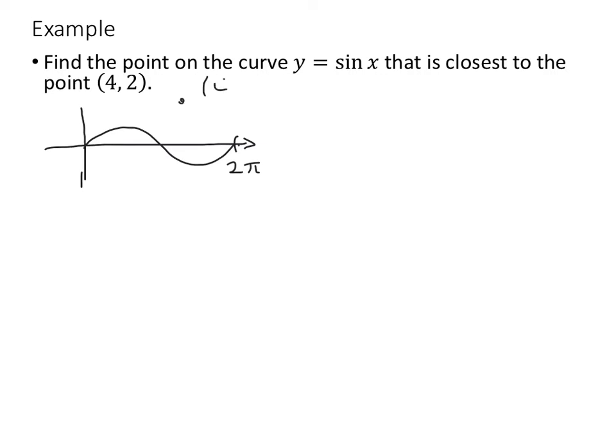So let's write it. And we're looking for this special point on the sine curve where, if we draw the line from that point to the point (4, 2), the length of that line segment is as short as it can be. Now that point on the sine curve has the form (x, sine of x). And we just now want to minimize the distance between (x, sine x) and (4, 2).